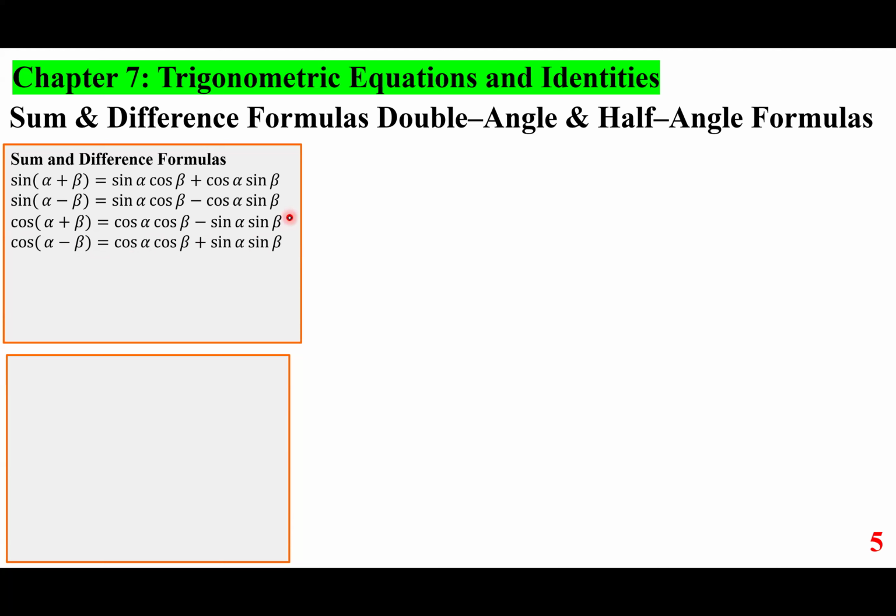For tangent, remember, tangent is sine over cosine. You basically divide the sine of alpha plus beta by cosine of alpha plus beta. You get tan of alpha plus beta. And you do the same thing for tan of alpha minus beta. So sine of alpha minus beta over cosine of alpha minus beta. And you work it out. You end up with what you see.